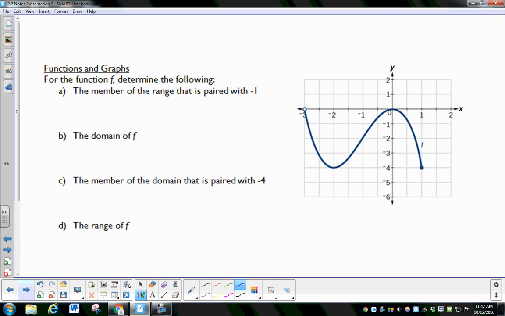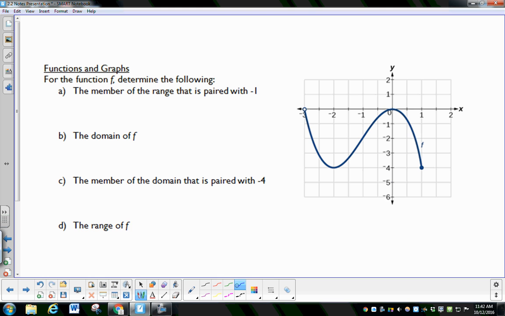You could see an uppercase one sometimes, but it's really important to use the right case, either uppercase or lowercase, because you could have a lowercase f and an uppercase f in the same problem. So make sure you use the correct case when you're writing letters in math. So on A it says, I want you to find the member of the range that is paired with -1.